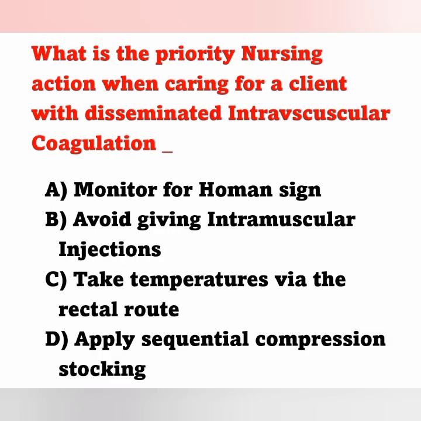What is the priority nursing action when caring for a client with disseminated intravascular coagulation? Options: option A monitor for Hoffman's sign, option B avoid giving intramuscular injections, option C take temperature via the rectal route, option D apply sequential compression stocking. Here the question is, what is the priority nursing action for a client with DIC? DIC means disseminated intravascular coagulation.